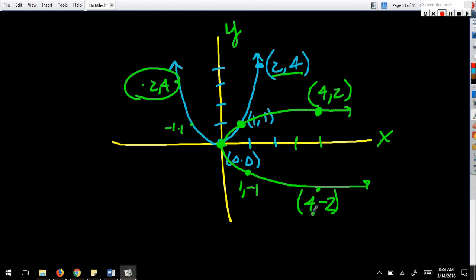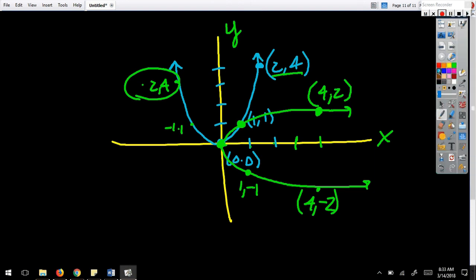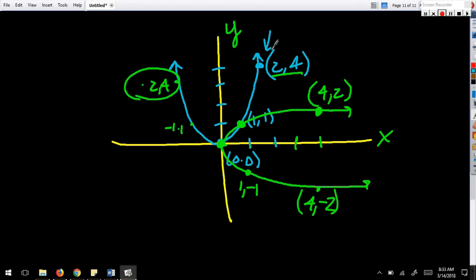So now I ask you, you told me that the blue was a function, right? I'm going to put passes VLT. VLT means vertical line test, right? So now I ask you, what about the green? The green does not work. The green is not a function.